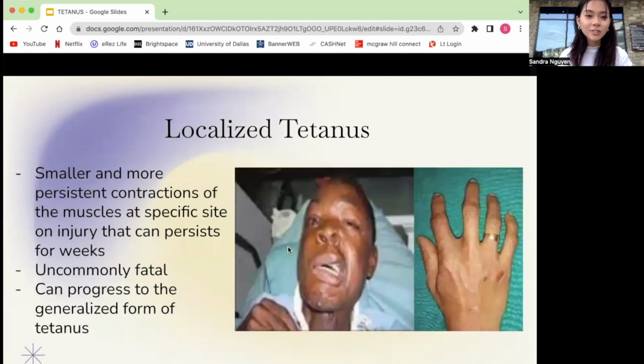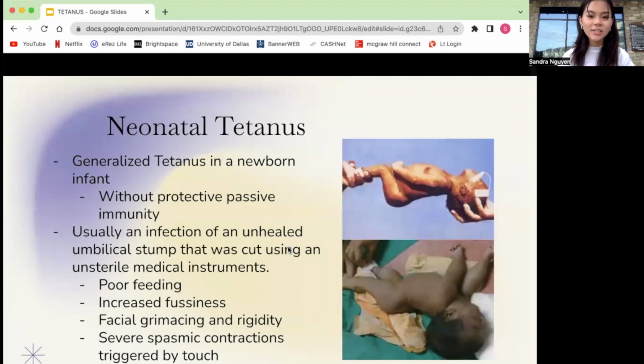Next, localized tetanus. So localized tetanus is basically just smaller and more persistent contractions of the muscles at the specific site of the injury, and this can persist for weeks. So if you get an injury on your hand, then only your hand muscles would be affected. If you have an injury to the head, which I'll talk about later, encephalic tetanus, then you would only get those kinds of spasms in the head. And localized tetanus is uncommonly fatal, but it can progress into a generalized form of tetanus, which is much more fatal.